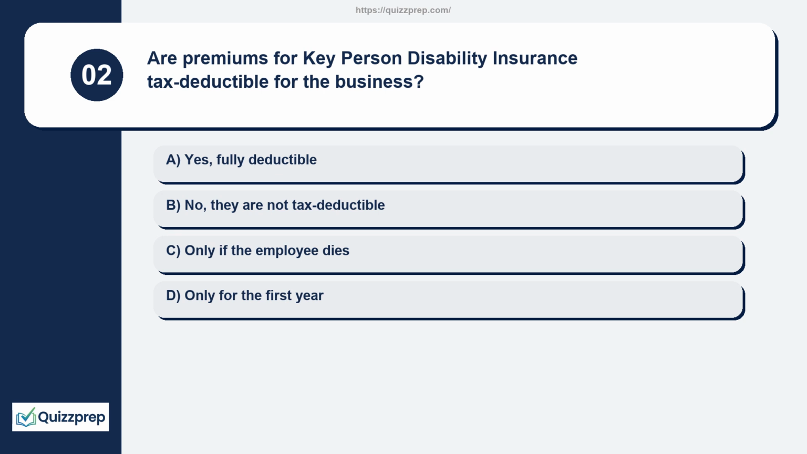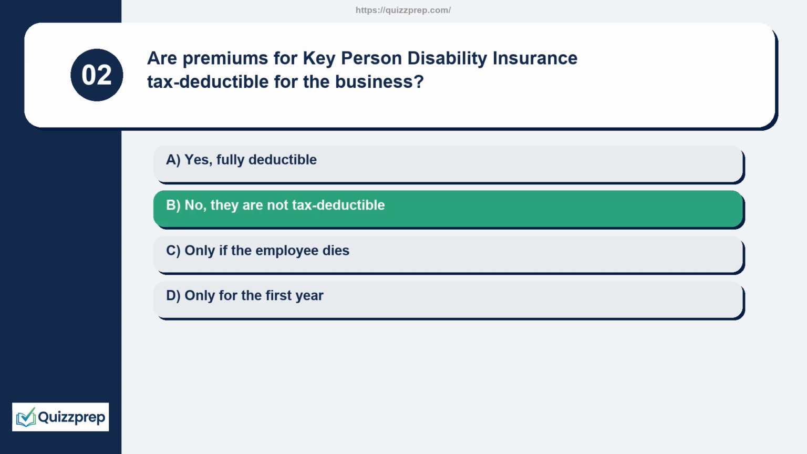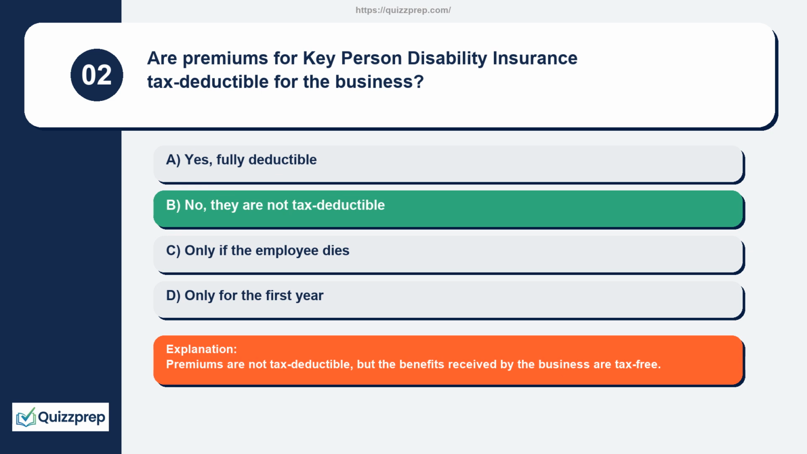Question 2. Are premiums for key person disability insurance tax deductible for the business? Yes, fully deductible. No, they are not tax deductible. Only if the employee dies. Only for the first year. Premiums are not tax deductible, but the benefits received by the business are tax-free.